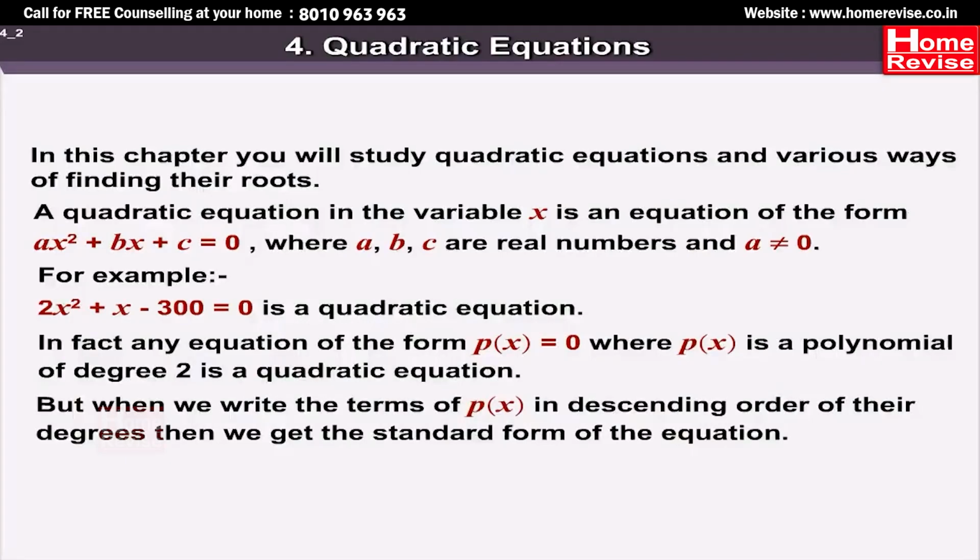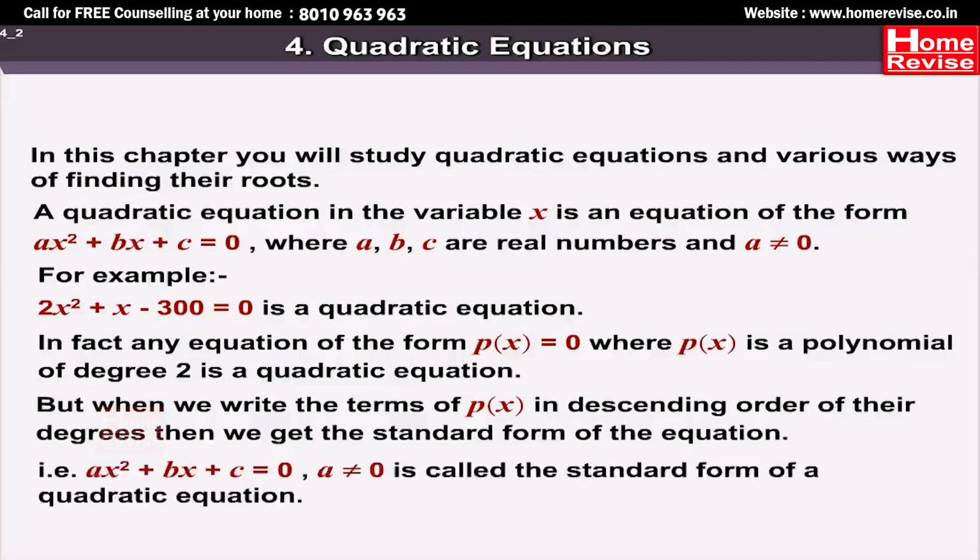But when we write the terms of p of x in descending order of their degrees, then we get the standard form of the equation. That is, ax squared plus bx plus c is equal to 0, where a is not equal to 0, is called the standard form of a quadratic equation.